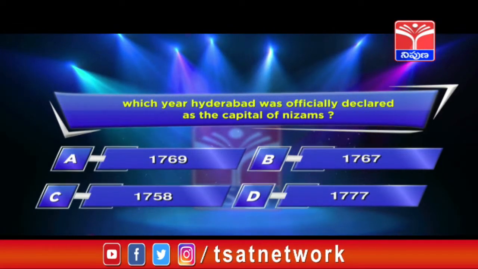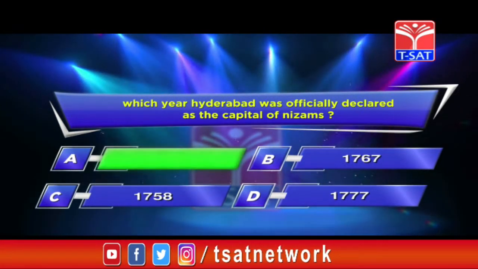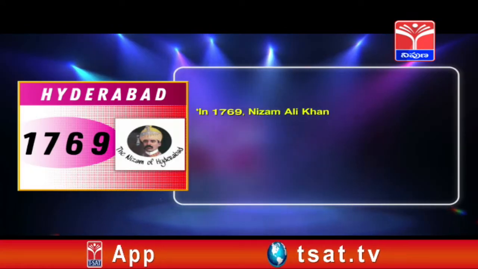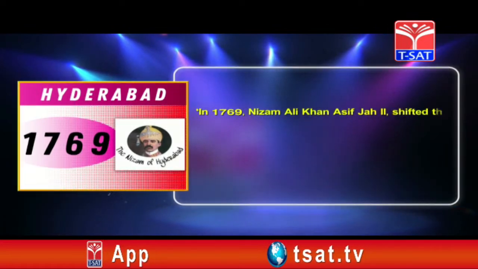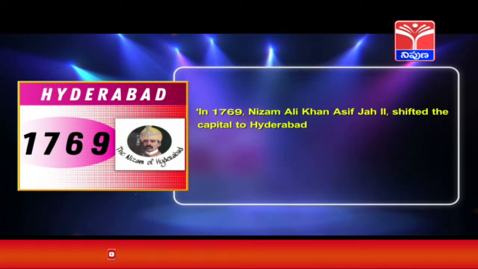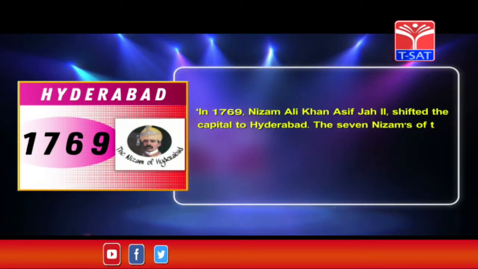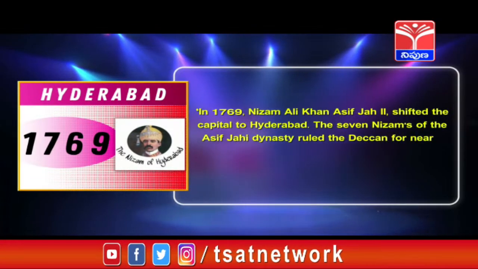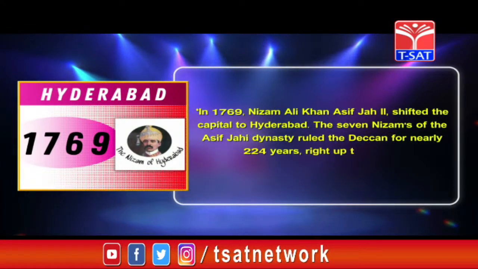The correct answer is Option A, 1769. In 1769, Nizam Ali Khan Asif Jah II shifted the capital to Hyderabad. The 7 Nizams of the Asif Jahi dynasty ruled the Deccan for nearly 224 years, right up to 1948.